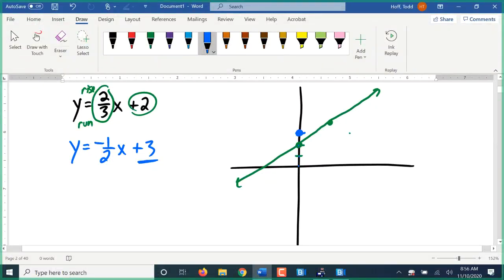The negative 1/2 slope. The negative, positive or negative, goes with the rise. The run is always left to right. So this is a negative slope, so that means we're going to go down 1, then run 2 to get to our second point. So the run is always left to right. It's the rise that's either positive or negative, up or down.